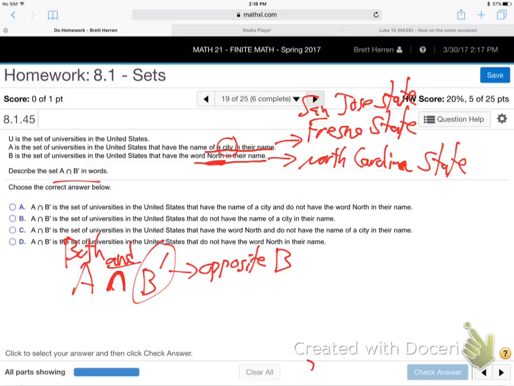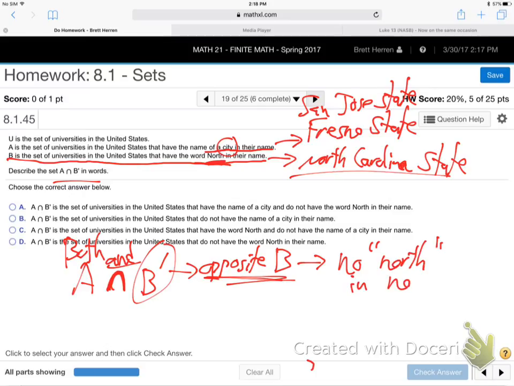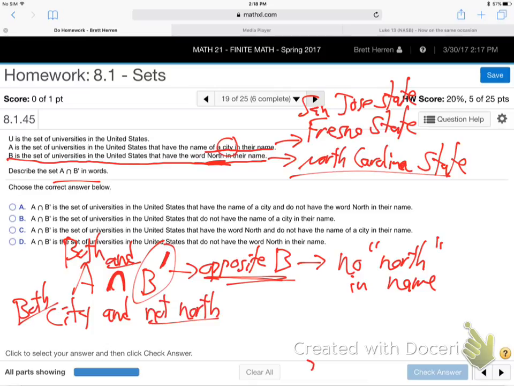What does that mean? What was B again? B is those that have the word north. So the opposite of that, no north in the name, right? That's the opposite. Because B is that you've got north in your name. So then the opposite of B is you don't got north in your name. You with me? So it would be colleges that have a city in their name and they do not have north in their name. Because it's overlap, that means both and, right?